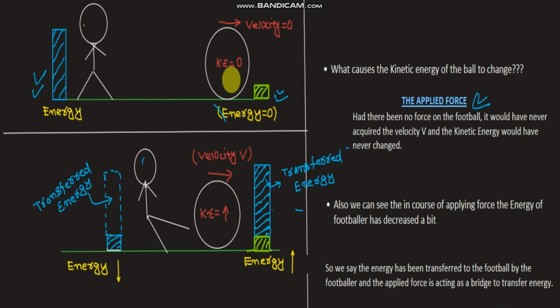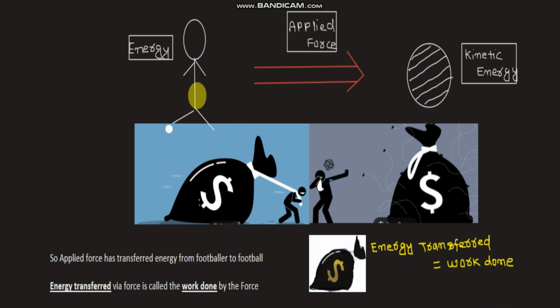So only three things are there. Let's say it pictorially. There are three things. One is energy, the other one is applied force, and the other one is kinetic energy. The footballer is applying a force, that is the applied force, due to which the energy is getting transferred from the footballer to the kinetic energy of the football. It has been shown pictorially as well.